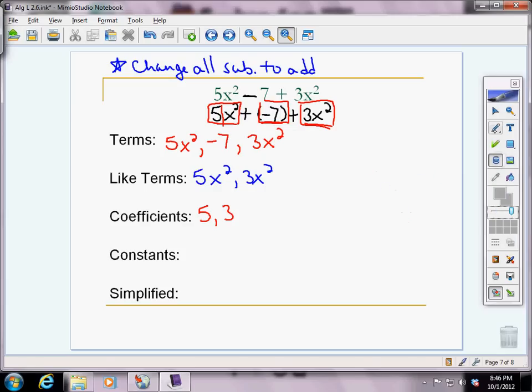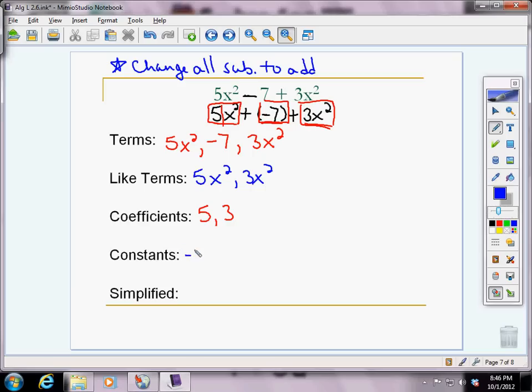Now constant terms, constants, well if you think of something being constant, it doesn't change. So we're looking for numbers that don't change. If we have 5x squared, that 5x squared can change depending on what number I put in for x. But if you look at the negative 7, no matter what you put in for x, negative 7 is never going to change.